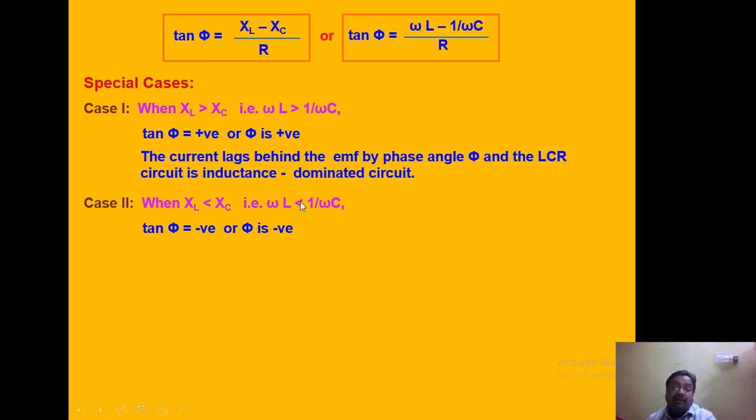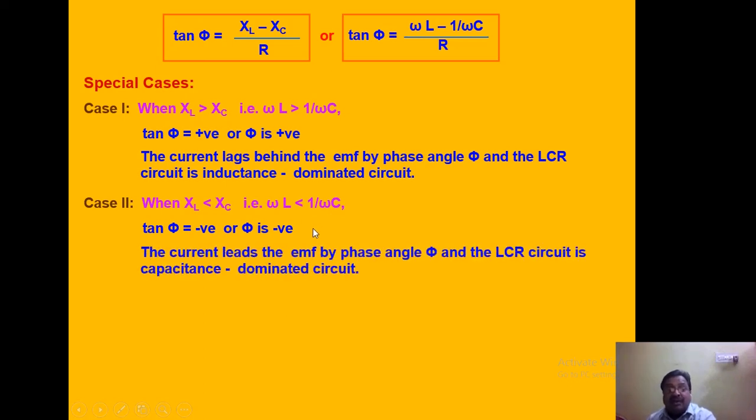But when the reverse happens, when inductive reactance is less than capacitive reactance, that is to say omega L is less than 1 by omega C, then what will happen? Tan phi is negative. So it implies phi is negative, that is, current is leading the EMF by an angle phi, and the LCR circuit is a capacitance dominated circuit. Remember, when XL is more than XC, it is an inductance dominated circuit. When inductive reactance is less than capacitive reactance, it is a capacitance dominated circuit.